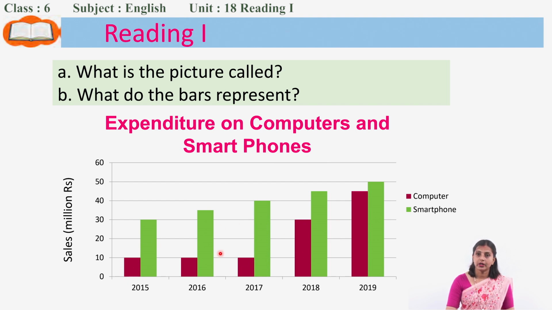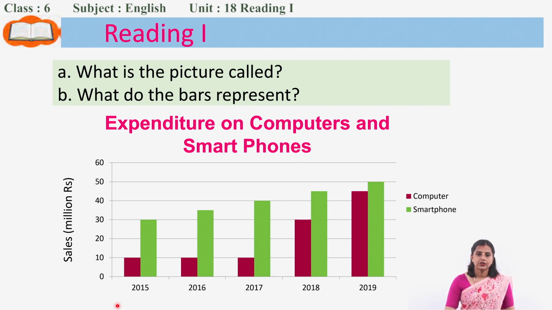There are two different colors, red and green. What do they represent? What do they show? Yes, they show computer and smartphone. The red one is for computer, and the green one is for smartphone. So this bar graph, this chart, is for expenditure on computers and smartphones.